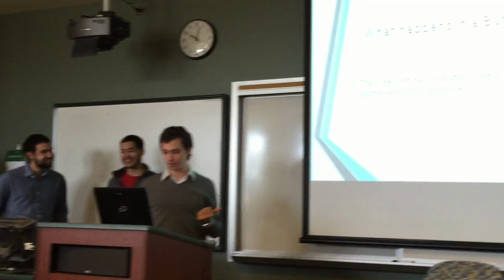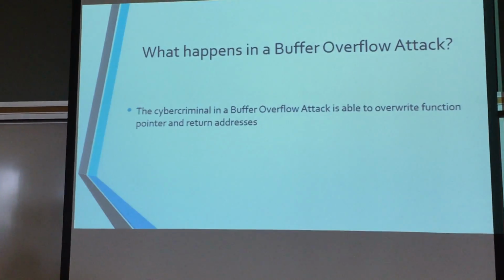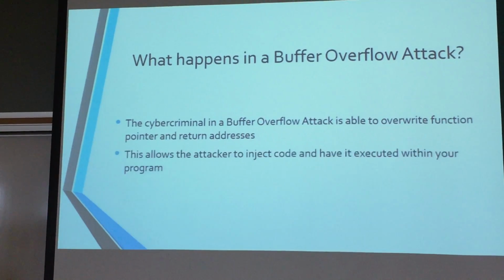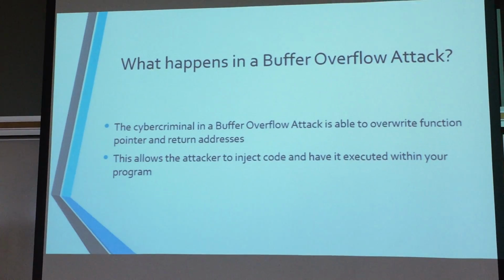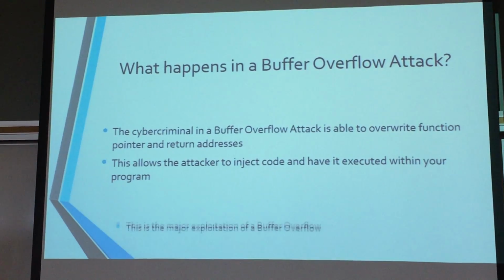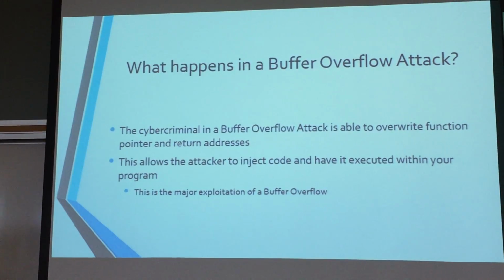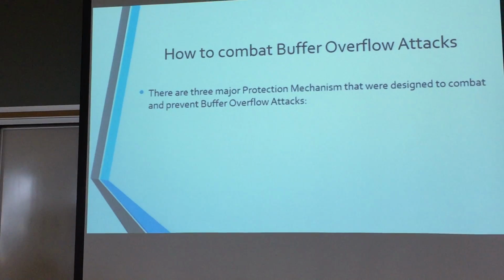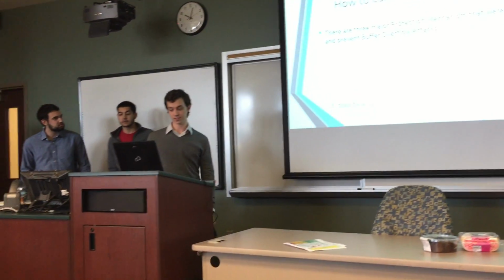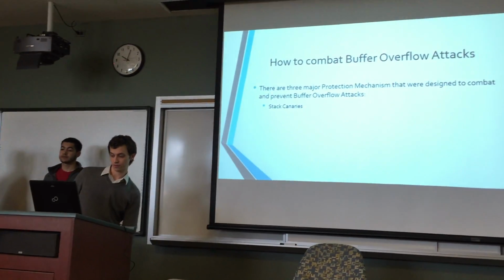Basically, the cyber criminal in a buffer overflow attack is able to override a function pointer and return address. This allows the attacker to inject code and have it executed within your program. This is the major exploit of a buffer overflow. And there are 3 major protection mechanisms that were designed to combat buffer overflow.